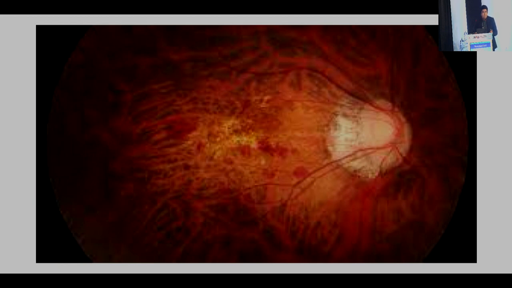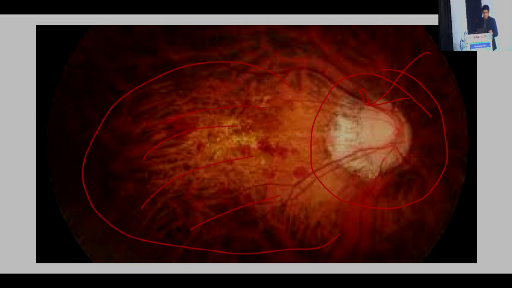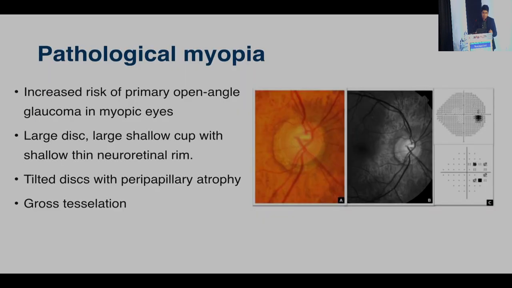Some more very easy fundus features on presentation. So this is a large disc with a large cup with an area of peripapillary atrophy, with a tigroid fundus, RPE changes in the macula, thinning where you can see the sclera. This is unmistakably pathological myopia.